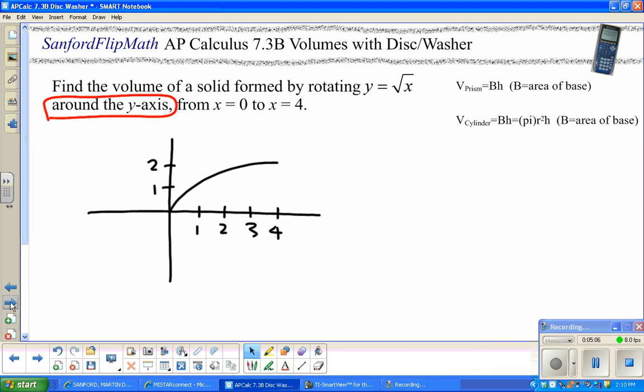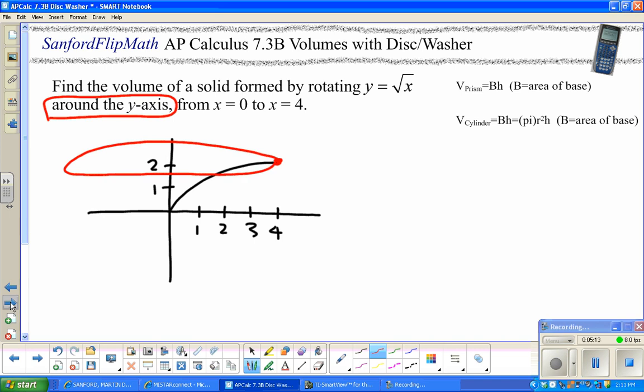All right, so again, we're going to take this thing right here, and we're going to spin it around the y-axis. And what this ends up doing is it ends up looking like a little vase or a funnel or something like that. And what it ends up filling in is the inside of this thing.